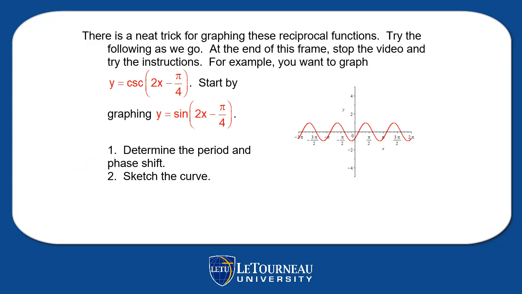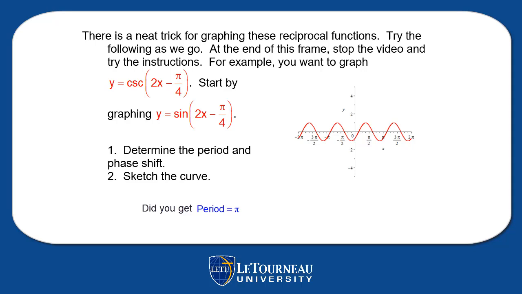There is a neat trick for graphing these reciprocal functions. Try the following as we go. At the end of this frame, stop the video and try the instructions. For example, you want to graph the cosecant. Start by graphing y equals the sine of 2x minus pi over 4. Determine the period and the phase shift, and then sketch the sine curve.